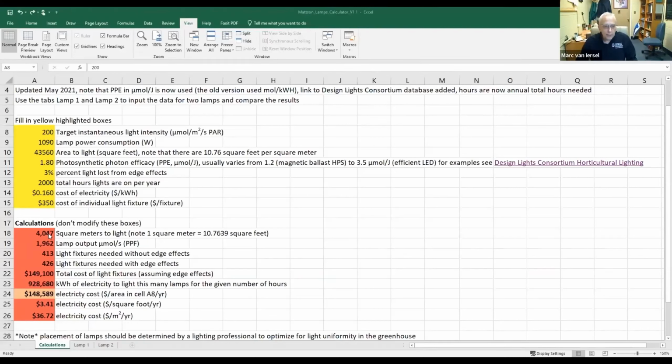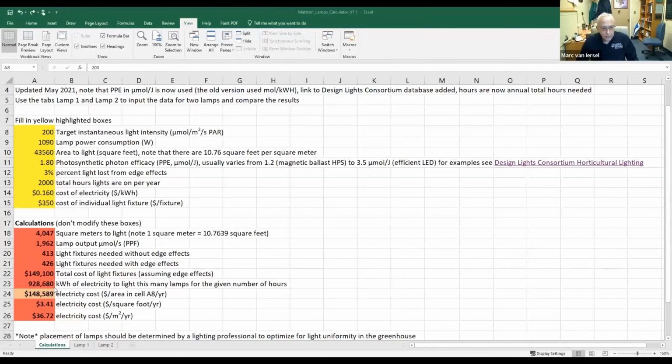We have the number of square meters that are being lit. So that is equivalent here to 1 acre, just over 4,000 square meters. The amount of light that is produced by one individual fixture, the number of light fixtures that you need without taking into account the edge effects or the light losses that you have spilling out of your greenhouse facility, and the number of light fixtures that you need, taking into account that some of the light is actually going to be lost, the total cost of the light fixtures. So that is $150,000 in this particular example, close to it.